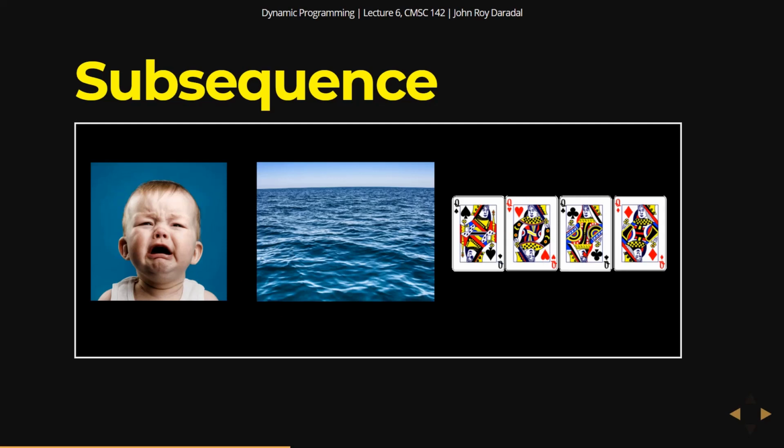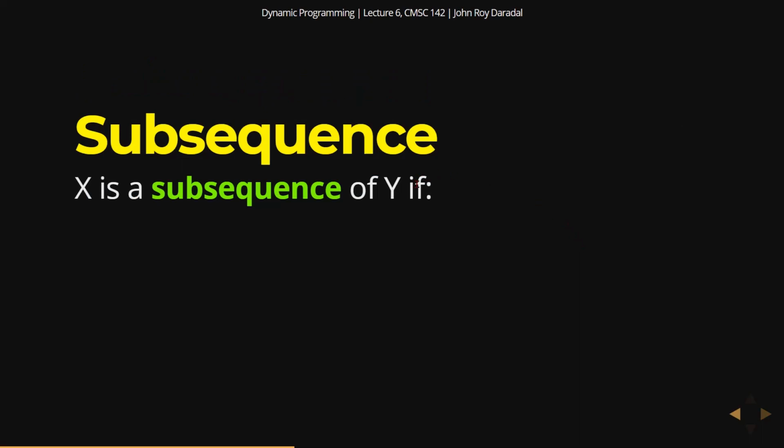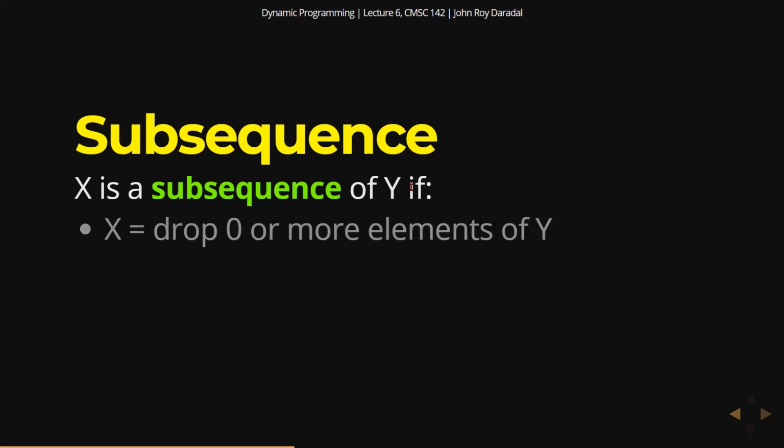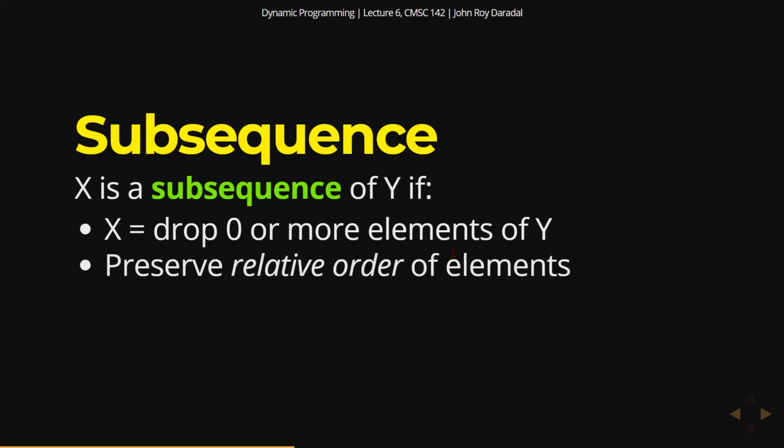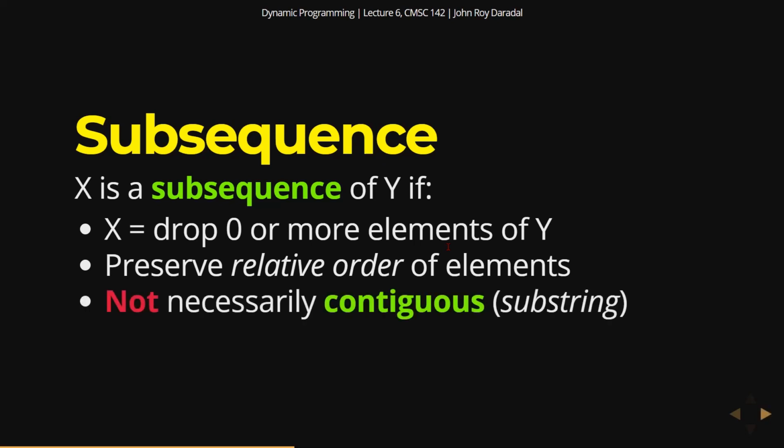Sub-C-queens. It's not this one. But given two strings, X and Y, X is a subsequence of Y if you get X by dropping zero or more elements of Y, while preserving the relative order of elements. So you delete zero or more elements of Y, but the order remains the same. You don't shuffle it or rearrange it. So in the subsequence, it's not necessarily contiguous or side by side like a substring.